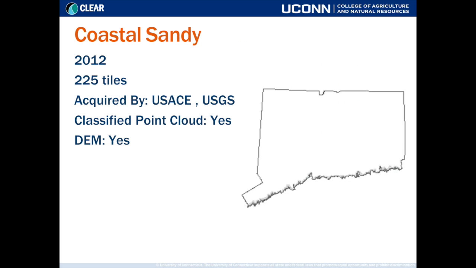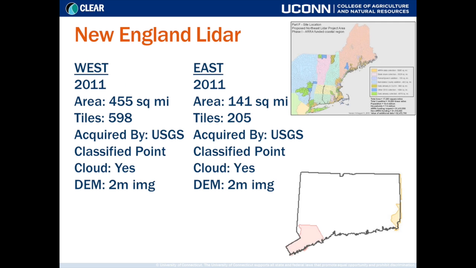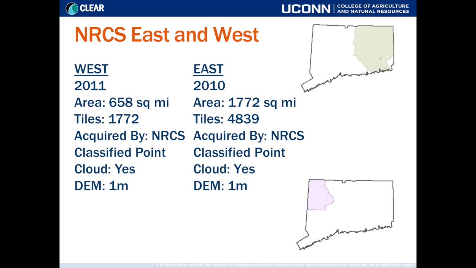So the most recent data set we have was captured after the hurricanes, after Sandy, for coastal Connecticut by the U.S. Army Corps of Engineers and the USGS. And this has both the point cloud and DEM bare earth tiles delivered. Two parts of the state are covered by the New England LiDAR project, which was a project organized by the state of Maine and USGS and collected LiDAR data all along New England. Two parts of Connecticut were collected and are shown here. They were delivered with 2-meter DEM tiles and point clouds.